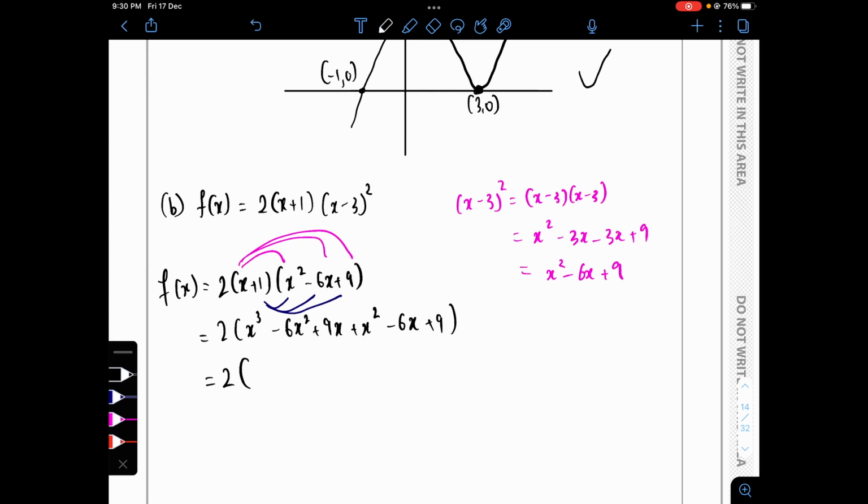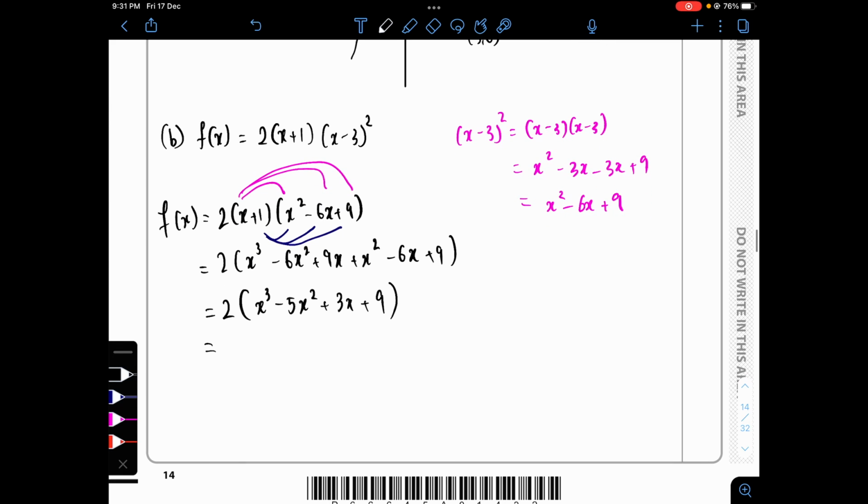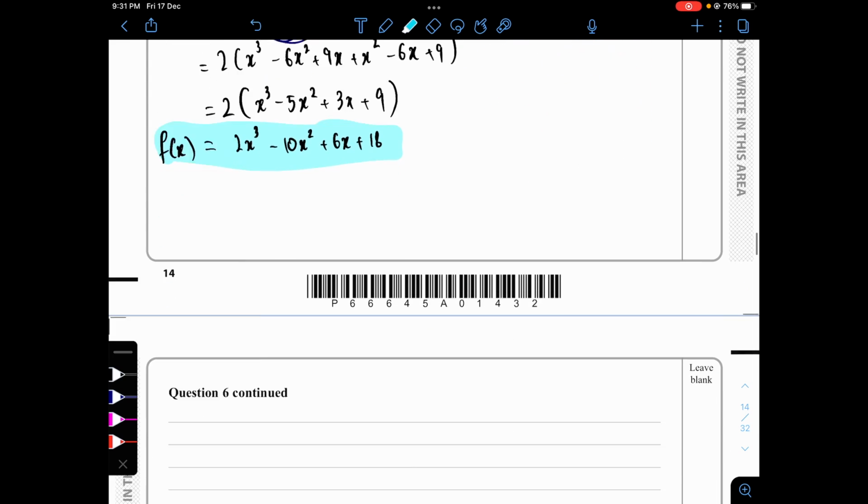So now we take the like terms. There's only one x cubed, so that stays as it is. But there are two x squared terms. So minus 6x squared plus x squared, so minus 5x squared. Then we have 9x minus 6x, so that's plus 3x. And the 9 stays where it is. Now we just have to multiply by 2 to give us our final answer, which is 2x cubed minus 10x squared plus 6x plus 18. Alright, so that's that. Let's move on.